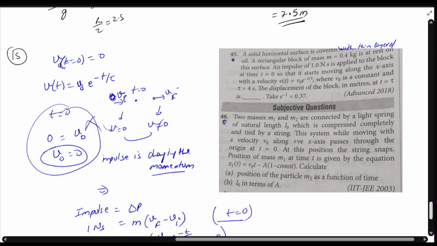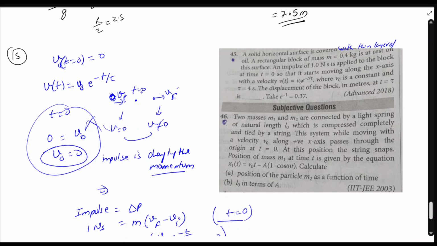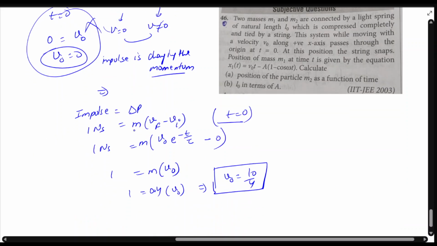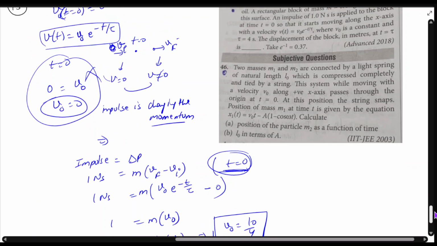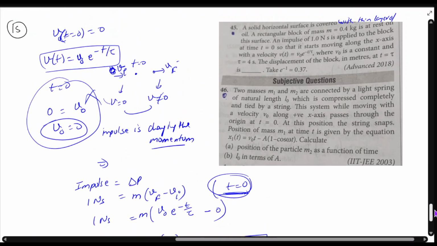So just before the impulse, velocity is 0, but just after, still at t equal to 0, the velocity changes like this. That is why I have to write the momentum as m v final minus m v initial. So v final I put this, and we are talking about t equal to 0, so v naught will be 10 by 4.